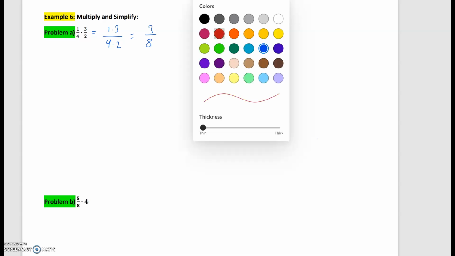This is to see if there's going to be any sort of canceling of common factors like in the previous problems. In this case, there's no common factors on the top and bottom. So our final answer is going to be 3/8. That is technically it for this problem.